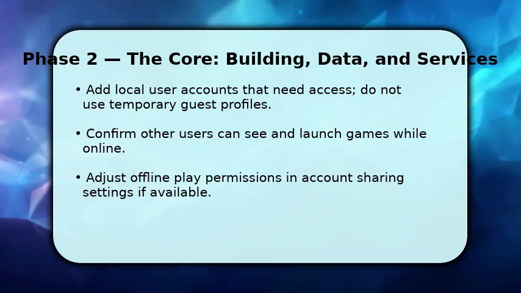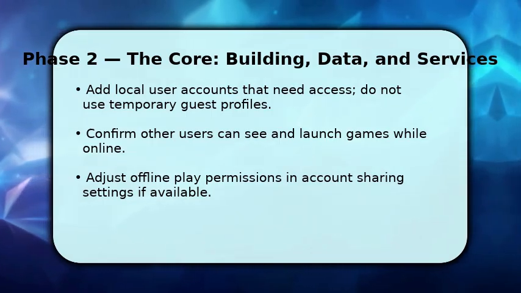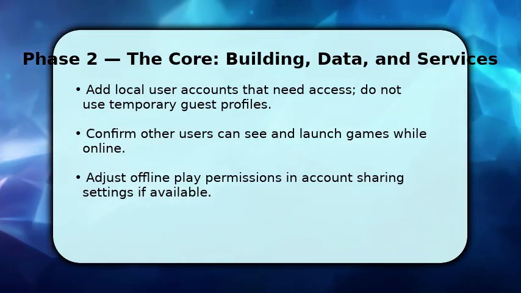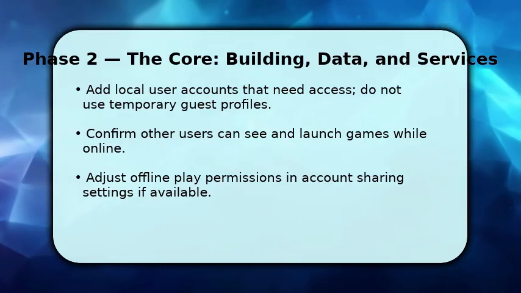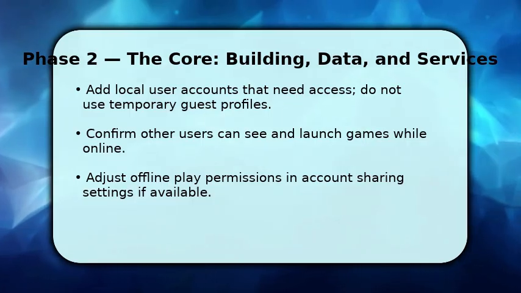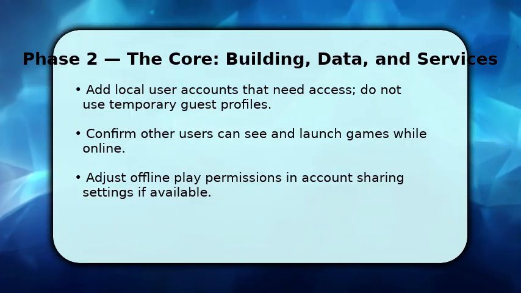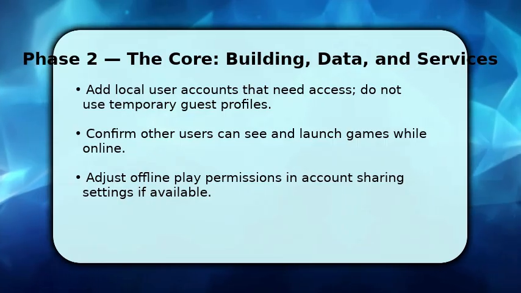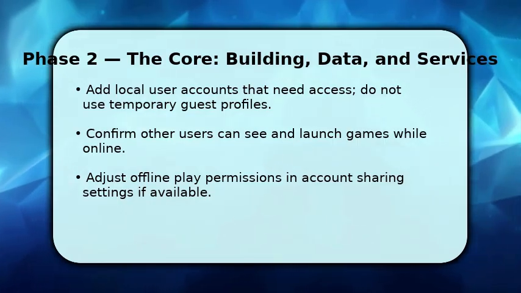Once added, sign into one of those secondary accounts and check the library. You should be able to see and launch shared titles while the console is online, which confirms license sharing is working. If there's a sharing or offline option in the primary account settings, enable it here. This step ensures the console retains play.